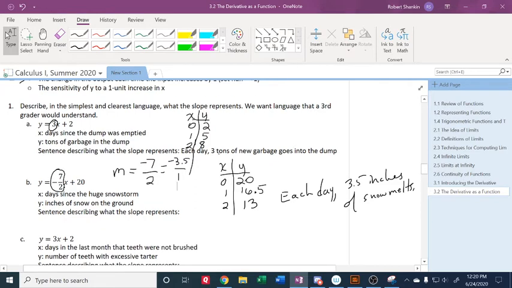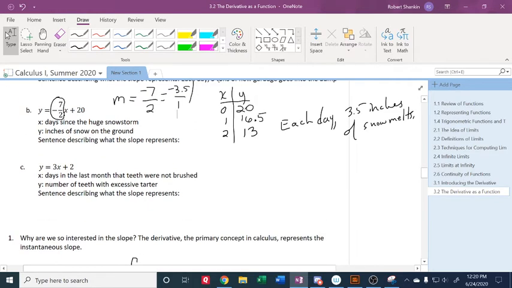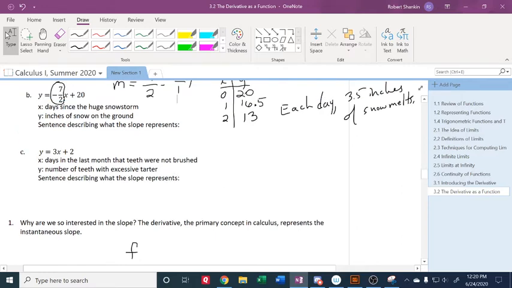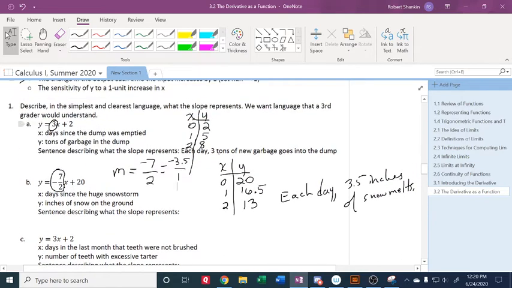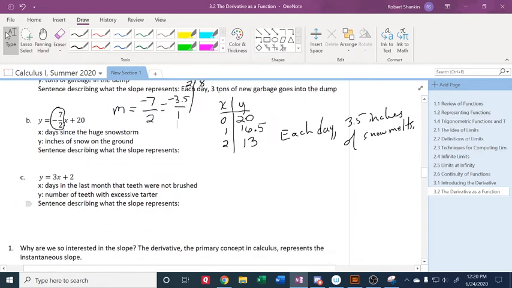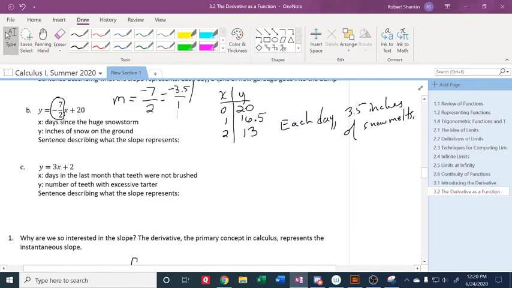Okay, let's do C. Y is 3x plus 2. Notice that's the same as in A, but this time x is days in the last month the teeth were not brushed. Y is the number of teeth that have excessive tartar on them. And so describe in your groups, and I'll call on your group in a minute.